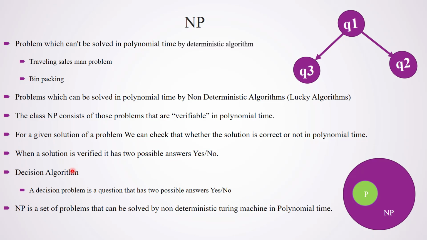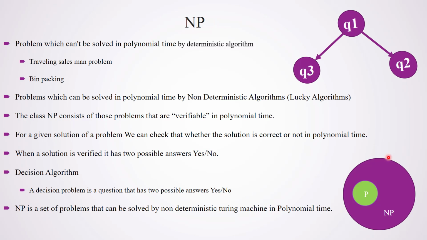Next we are going to discuss a term called decision algorithm. A decision problem is a question that has two possible answers, yes or no. Here we are verifying the solution of some problem. For verifying, we have to run some algorithm. Such algorithms are called decision algorithms. Any problem which gives answers either yes or no can be considered a decision problem. To solve that problem we run some decision algorithm. So NP problems are verified using a decision algorithm in polynomial time. One more definition of NP: NP is a set of problems that can be solved by a non-deterministic Turing machine in polynomial time.